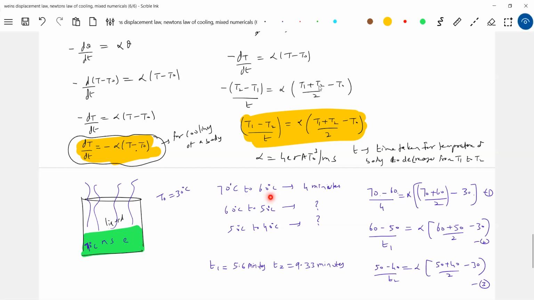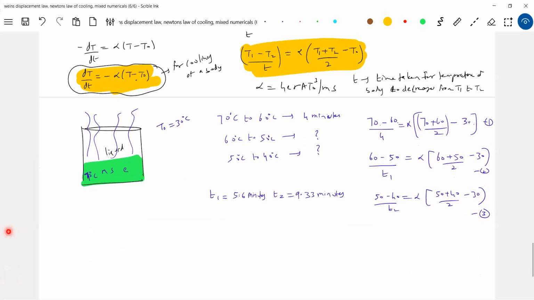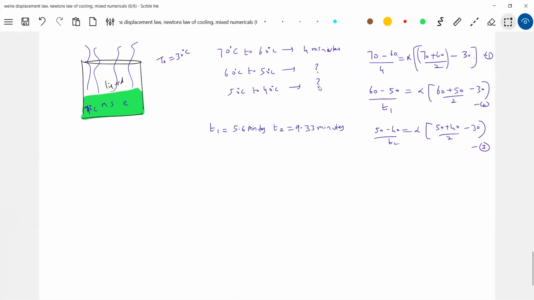I think you have got very clear information here. 70 to 60 will take 4 minutes. Next, for the same temperature difference, 5.6 minutes, and for the same temperature difference, 9.3. So what happens? The liquid initially cools down more, and gradually the cooling effect decreases. So this is a very nice formula. Okay, let me give another one.